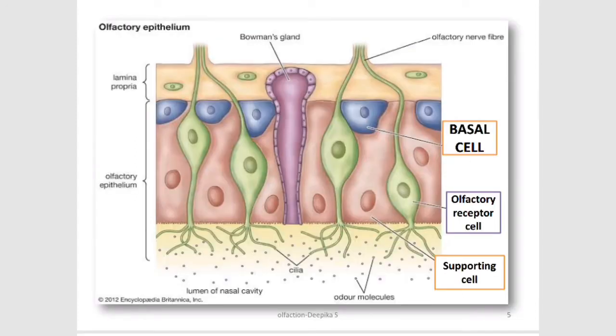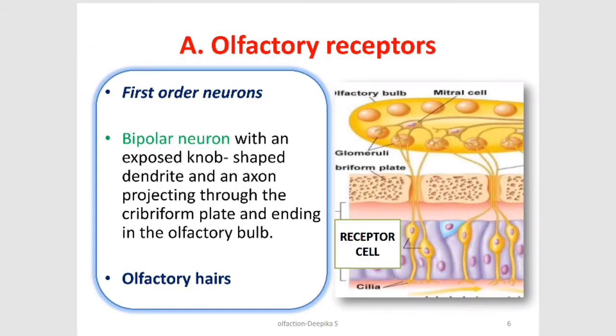The olfactory epithelium consists of 3 types of cells. They are olfactory receptor cells, supporting cells, and basal cells. Let us understand the structure as well as functions of each cell in brief. The first cell is the olfactory receptor cell. These olfactory receptor cells form the first order neurons of the olfactory pathway.